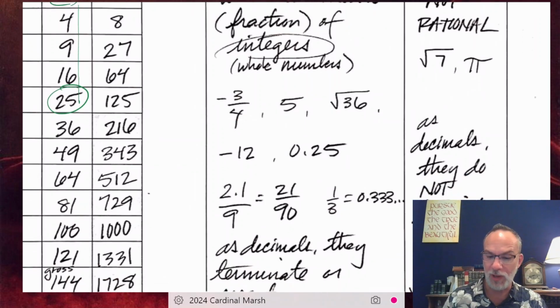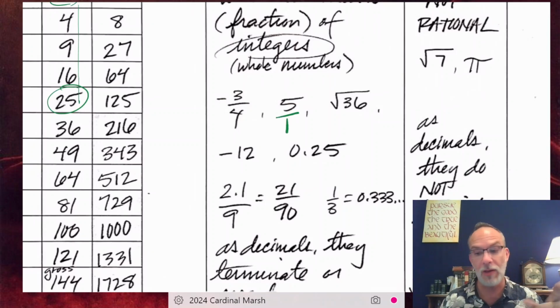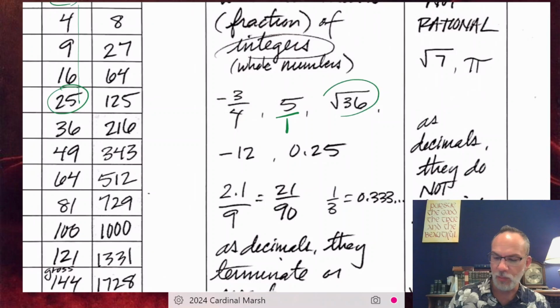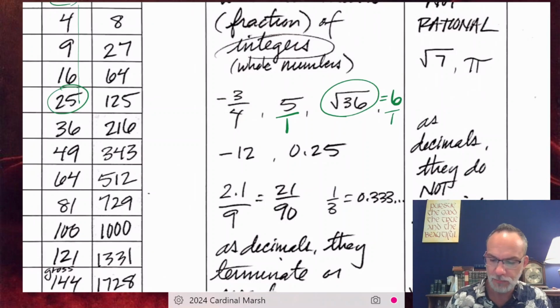Negative 3/4. Can you write that as a fraction of whole numbers? Yeah, there it is. 5. How do you write 5 as a fraction of whole numbers? 5 over 1. You know that, right? Square root of 36. What is that? That's actually equal to 6, which is a rational number because you can write it as 6 over 1. Okay, negative 12.